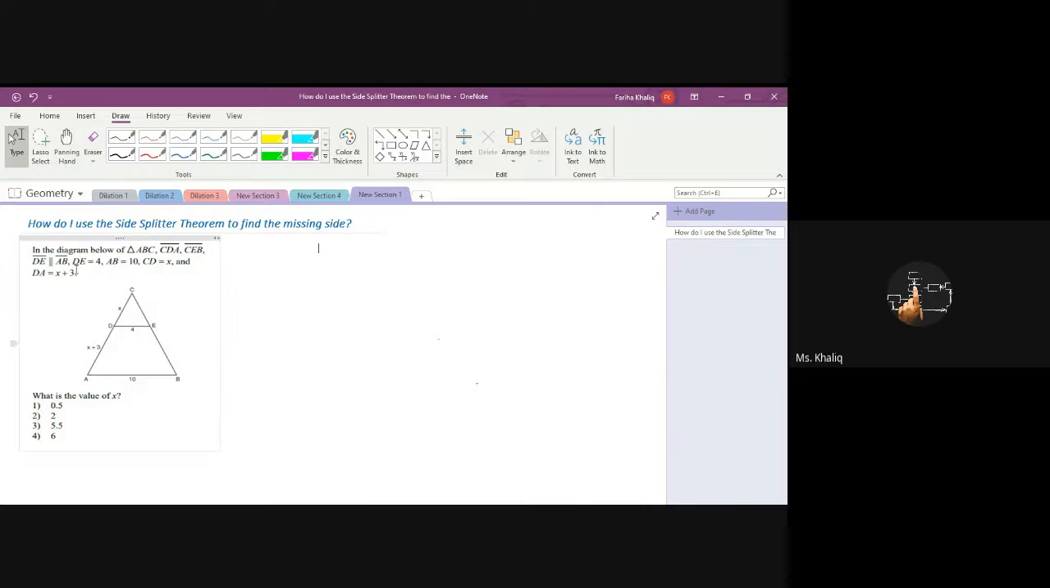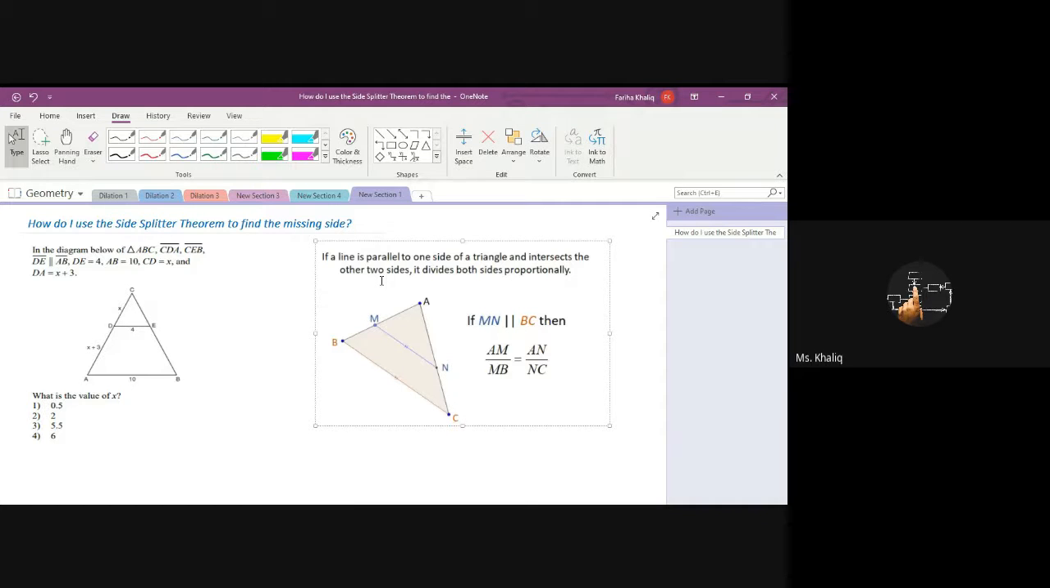So pretty much everything that they have laid out in the question is given on the triangle as well. And if it's not, then it's your job also to put the values in there. And so just a little refresher on the side splitter theorem. We know that if a line is parallel to one side of a triangle and intersects the other two sides, it divides both sides proportionally. And so you're given the following triangle ABC, where MN and BC are parallel. So it means that AM over MB is equal to AN over NC.